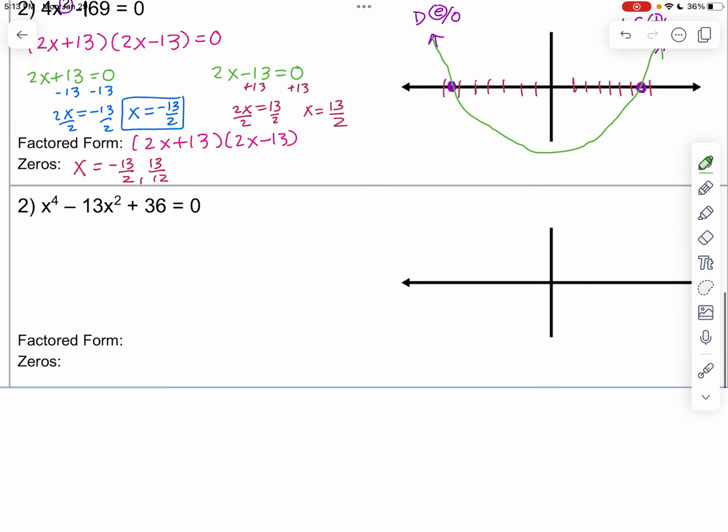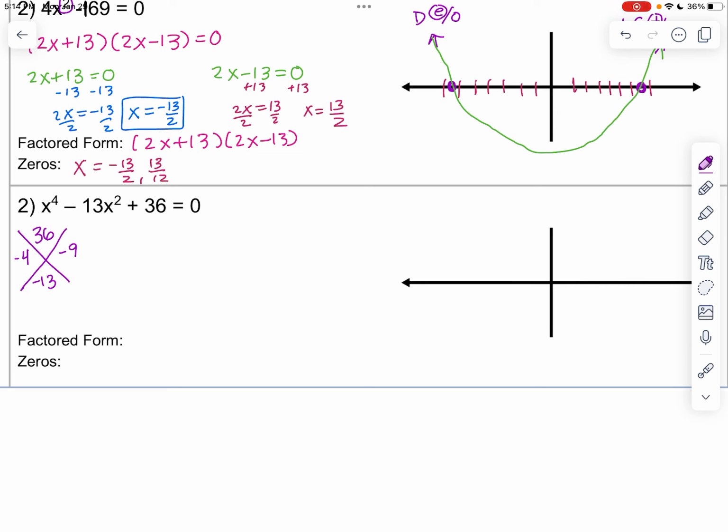All right, and our last one here, x to the 4th minus 13x squared plus 36. This might be a quadratic form problem. Since there's only 3 terms, we can try to use big X. So 36 would be on top and negative 13 on the bottom. I'm looking for 2 numbers that would multiply to 36 but add to negative 13, and that would be negative 9 and negative 4.